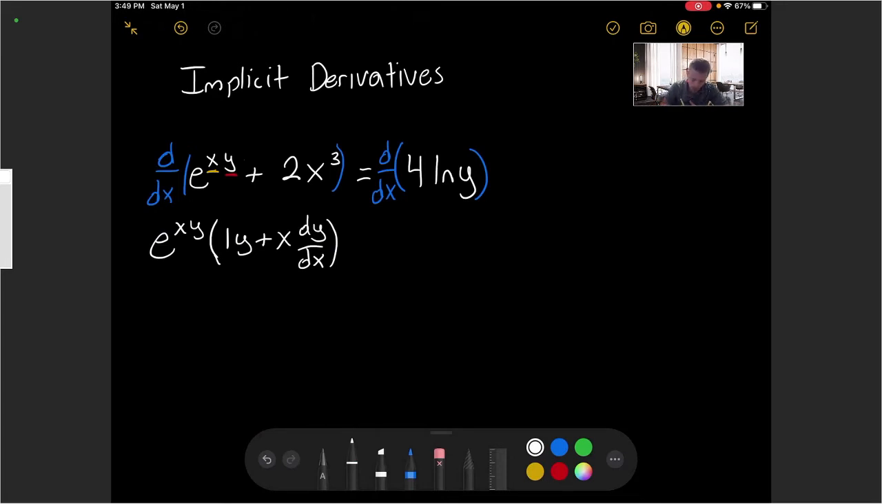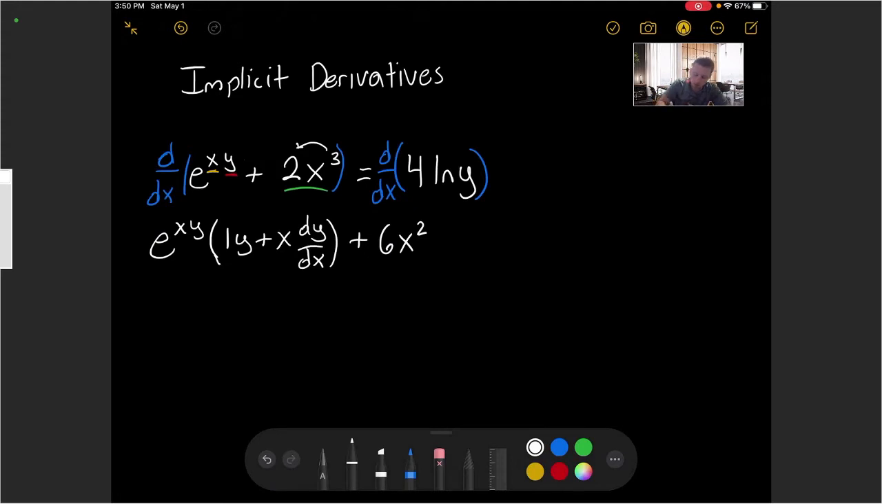The next term that we'll take a look at, we'll have the 2x to the third. We'll want to add this, so we have 2. If I bring down the 3, that'll be 6x raised to the second power.